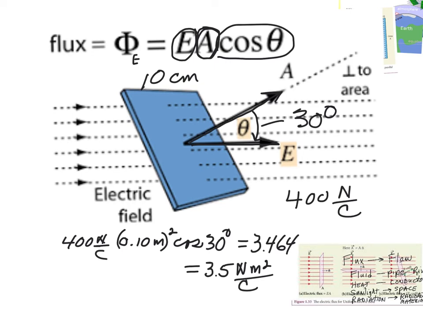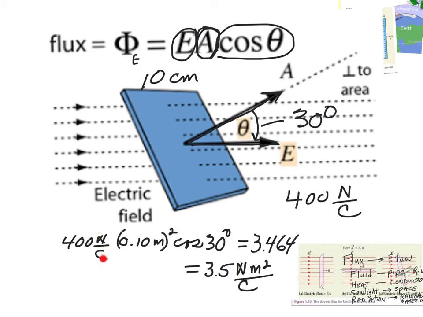So this is what you should have gotten using the equation. We write the E, the A. I hope you changed it to meters. If not, you would have centimeters in your units. That would not be the convention, but it would be correct. But I changed it to meters because this is the standard units of flux.